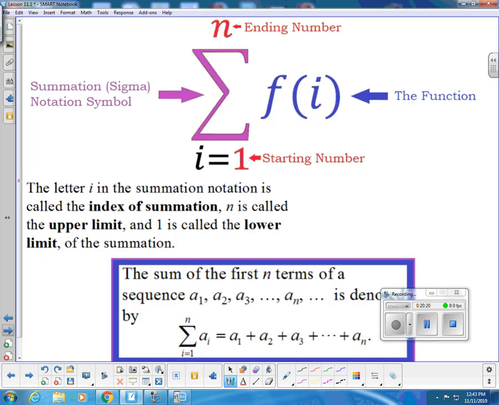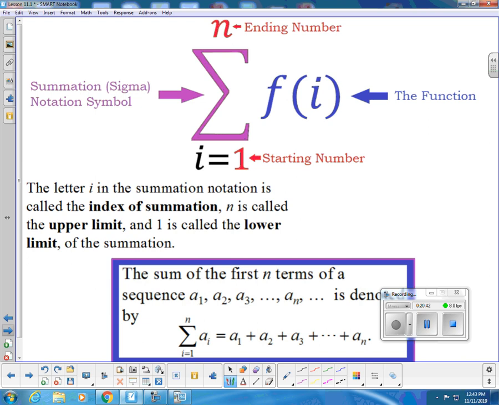Sigma notation. So sigma, not just for frat boys. It means to add up. Summation. Okay? So your starting number, called your lower limit, is telling you what term you're going to start with. It doesn't have to be a 1. It can be a 6. The ending number is your upper limit. It's what term you're ending with.